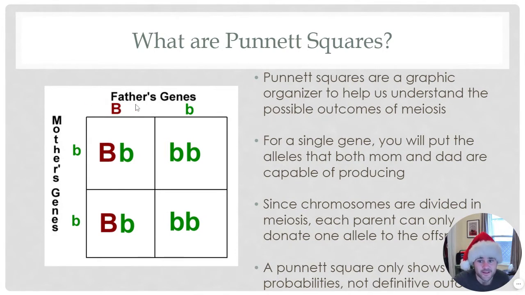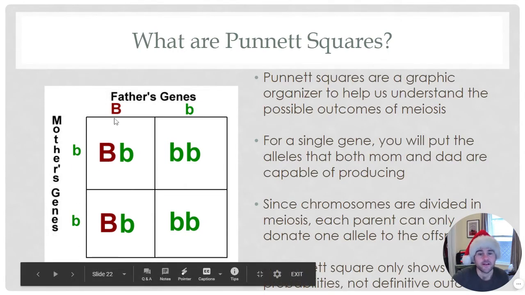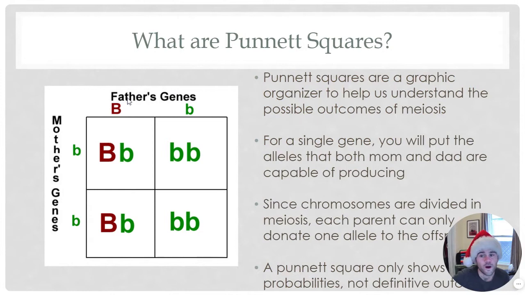So let's say our father is heterozygous and our mother is homozygous recessive. Doesn't matter if you put the father on top or on the side, mother on the top or the side. Doesn't matter where you put them. But you're going to just put one allele from each gene. Because remember, the sperm and the eggs are going to be haploid. They're not going to have pairs of each chromosome. They're just going to have one of each chromosome. So that means each gamete or each sperm from dad is only going to have a big B or a little b because they're not going to have both chromosomes.